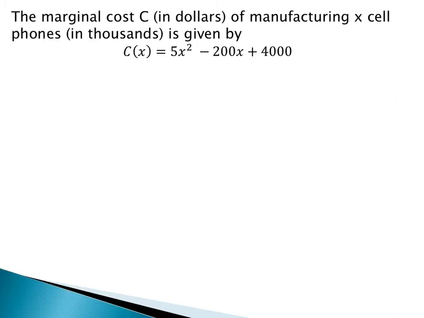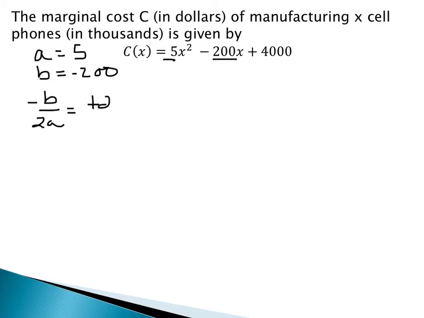We're going to do exactly what we did before. We're going to pull the a and the b off of our quadratic. So a equals 5, b equals negative 200. We're going to use negative b over 2a. That's the x-coordinate of the vertex. So that gives us negative negative 200, which is positive 200, over 2 times 5. That's 10. 200 divided by 10 is 20.